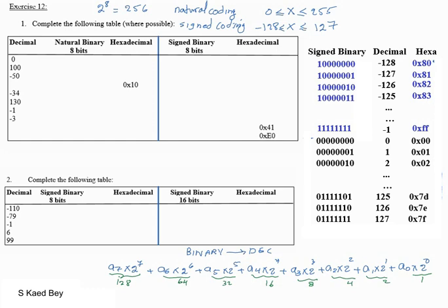Let's take the first decimal of 0. The number 0 in decimal, whether we are using natural coding or signed coding, will also lead to 8 zeros for an 8-bit representation. And it's 00 for hexadecimal representation.